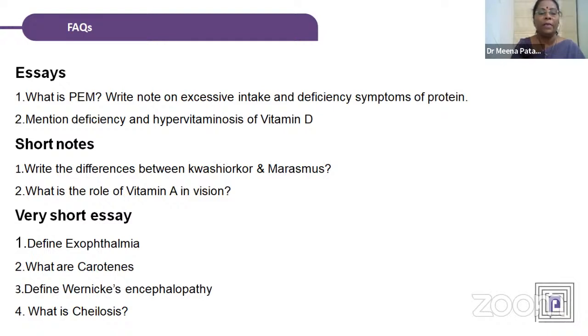Now, very short essay. Number 1, define exophthalmia. 2, what are carotenes? 3, define Wernicke's encephalopathy. 4, what is cheilosis? Now, if you're already studying the subject, you will know exactly what these terms mean. So don't be worried about it. You need to cover your syllabus thoroughly while studying it.